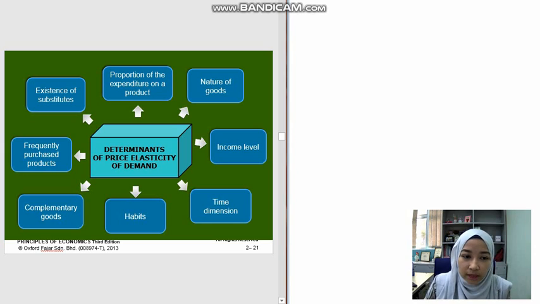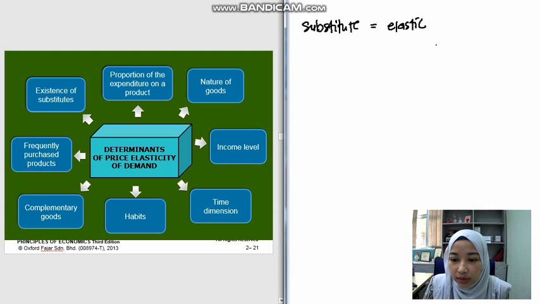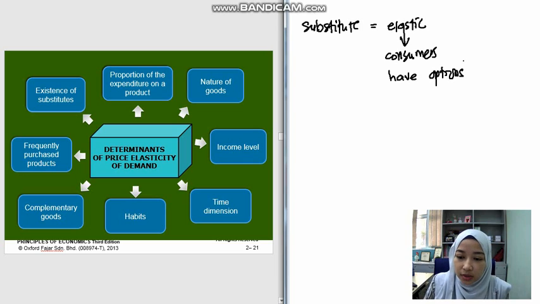Usually for this kind of situation, the demand will be very elastic. People will be very responsive. So when there is a substitute, demand will be very elastic. The consumers can be very responsive towards the change in the price. Why? Because they have options or alternatives to buy.